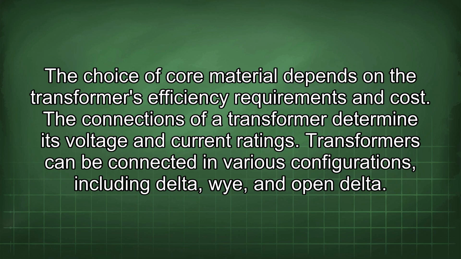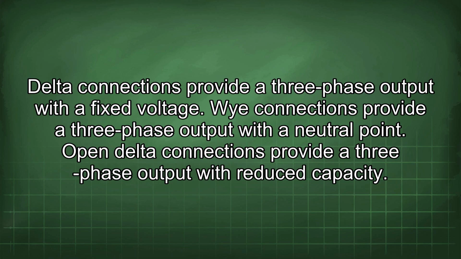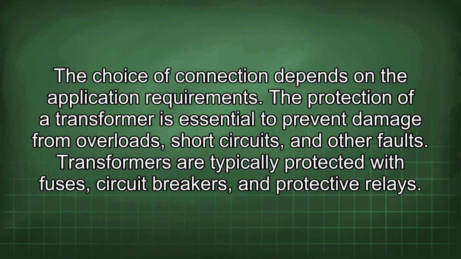The connections of a transformer determine its voltage and current ratings. Transformers can be connected in various configurations, including delta, Y, and open delta. Delta connections provide a three-phase output with a fixed voltage. Y connections provide a three-phase output with a neutral point. Open delta connections provide a three-phase output with reduced capacity. The choice of connection depends on the application requirements.